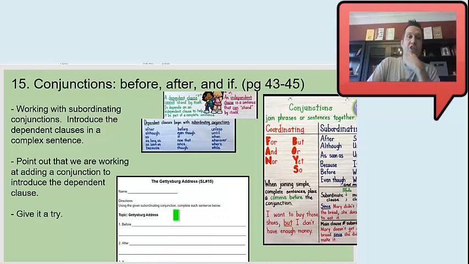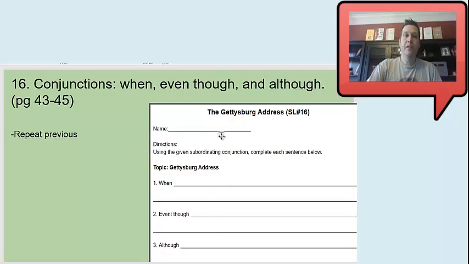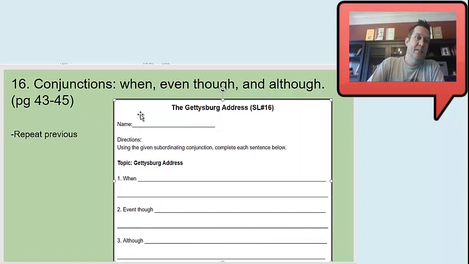Point out that we are working and adding a conjunction to introduce the dependent clause. So in this one, you can see the example. You're giving them the topic. You're giving them the subordinating conjunction at the beginning. So they're given before. They're going to have to put the sentence that goes along with that. Before Abraham Lincoln, blah blah blah. After the Gettysburg Address, people, blah blah blah. So you're teaching them to begin with a subordinating conjunction in this example, and working through the pieces that go with that. So next one we have SL16.